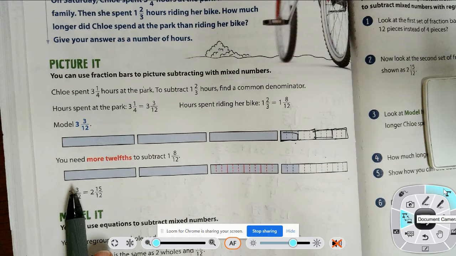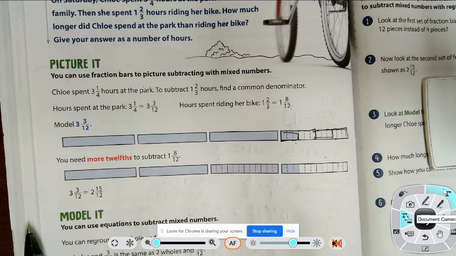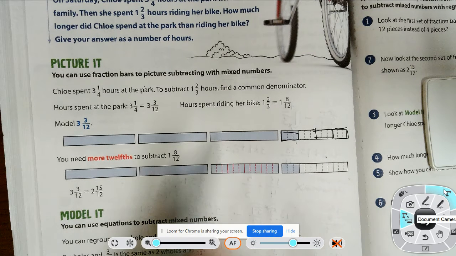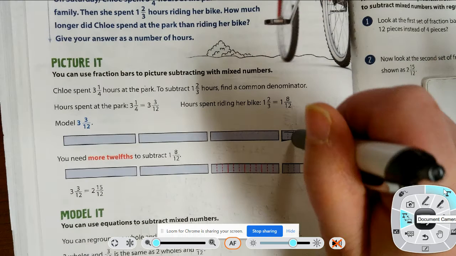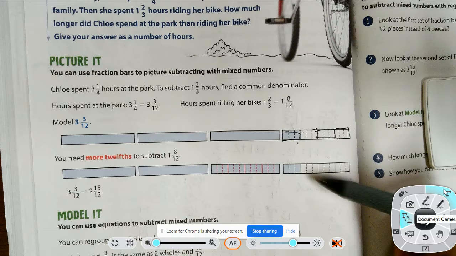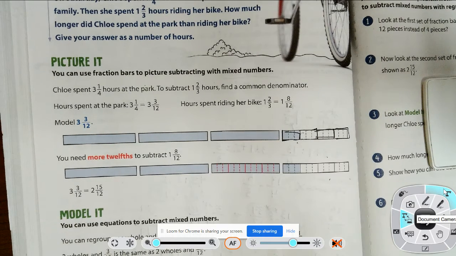we spent 3 1/12. Hang on, guys, just figuring out what they did here. You need more 12ths to, oh, gotcha. Okay, so then they took away 1 and 8 12ths. Now, in order to take 1 and 8 12ths away, what they did is they knew that they have to get this one into 12ths. So they took the 4ths and they turned them into 12ths. So they divided this one up into 12 and this one up into 12. And they started taking them away.